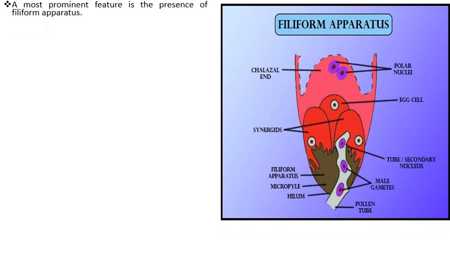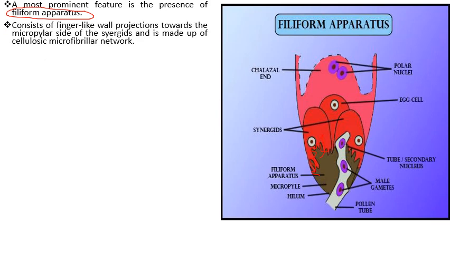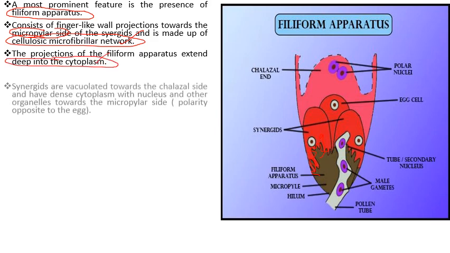The next most prominent feature is the presence of the filiform apparatus. So जो भी Synergids हैं उनमें ये filiform apparatus present होता है. This is the finger-like projection जो कि deep seated होता है in the cytoplasm और इसके बहुत important roles हैं. It consists of finger-like wall projections towards the micropylar side of the Synergids and is made up of cellulosic microfibril network. और ये बना होता है cellulosic microfibril network से. The projections of the filiform apparatus extend deep into the cytoplasm और ये deep seated होते हैं in the cytoplasm.